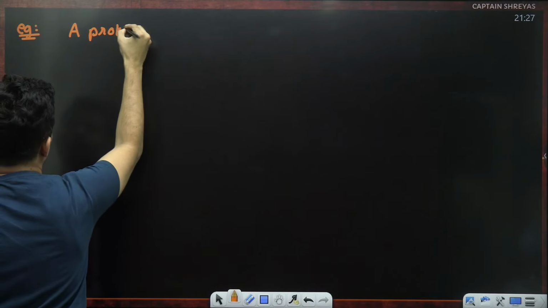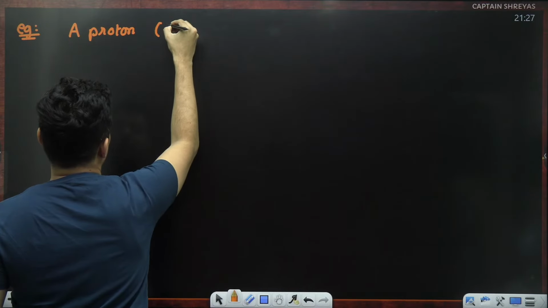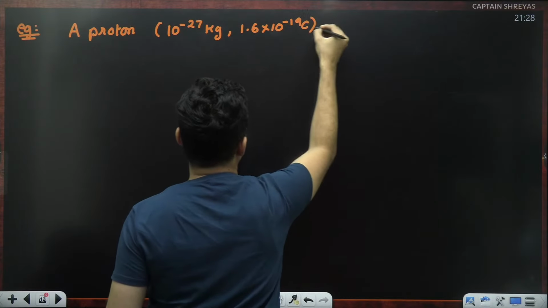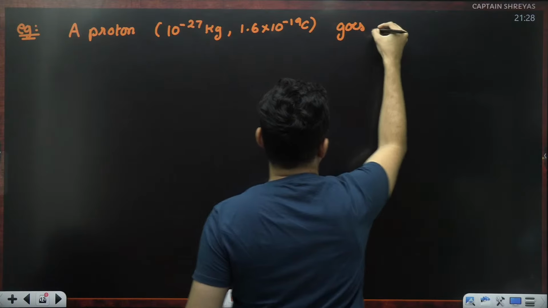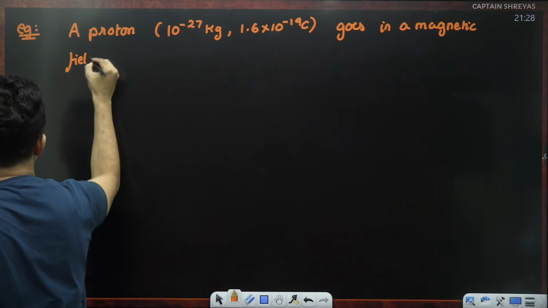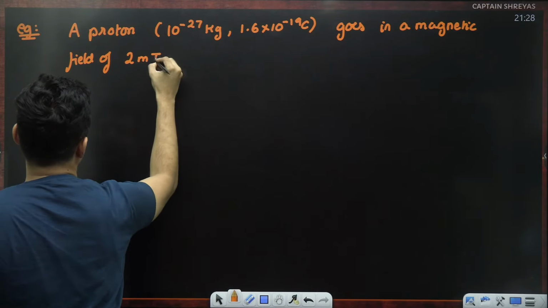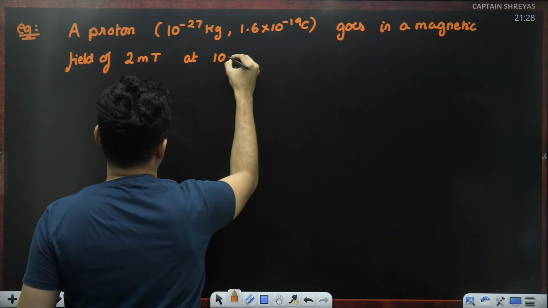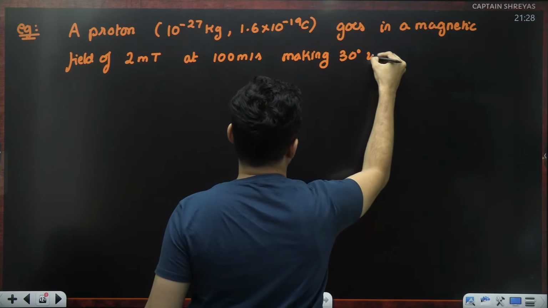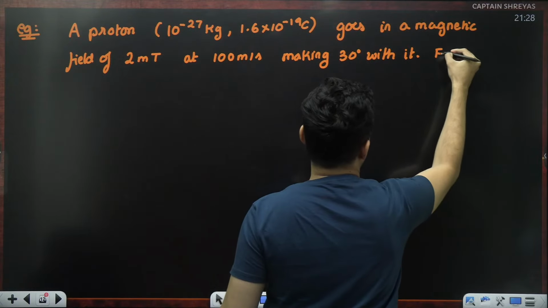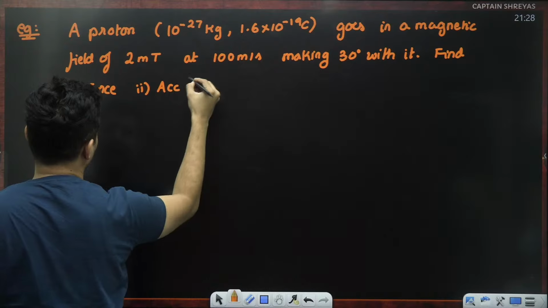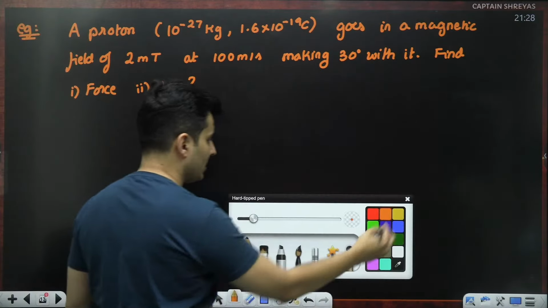A proton of mass 10 to the power minus 27 kg, charge 1.6 times 10 to the power minus 19 coulomb, goes in a magnetic field of 2 millitesla at 100 meters per second, making 30 degrees with it. Question is, find number 1, the force, number 2, the acceleration at that moment.